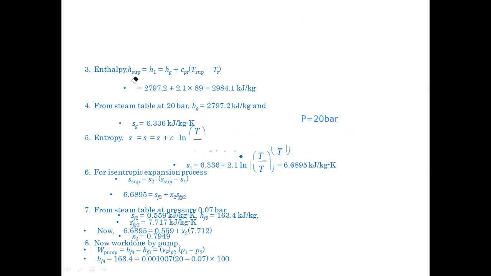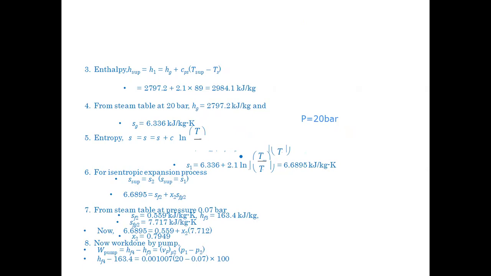Here, enthalpy H superheated is equal to H1, Hg plus Cp times T superheated minus T saturated. From the steam table at 20 bar, Hg is equal to 2792.2 kilojoule per kg, and Sg values. All these values are taken from the steam table. Then substituting, the enthalpy of superheated steam is 2984.1 kilojoule per kg.